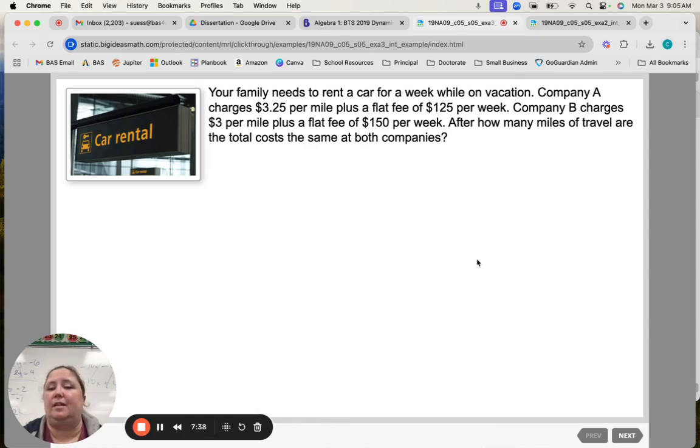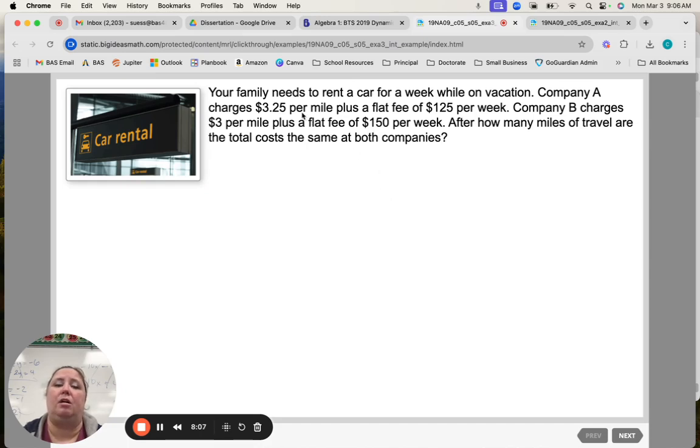Your family needs to rent a car for a week while on vacation. Company A charges $3.25 per mile plus a flat fee of $125. Company B charges $3 per mile plus a flat fee of $150. How many miles of travel are the total cost of the same? So we're creating 2 equations. When you hear a flat fee, what part of the equation is that? That's your B, your intercept. Yeah, so plus B at the end.